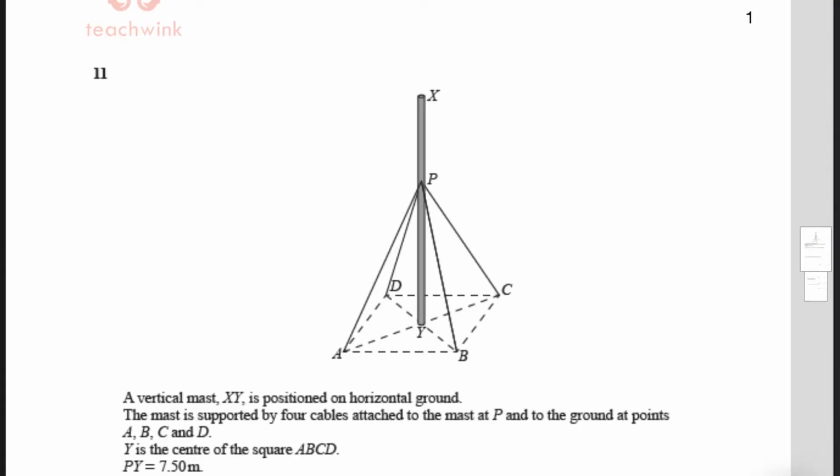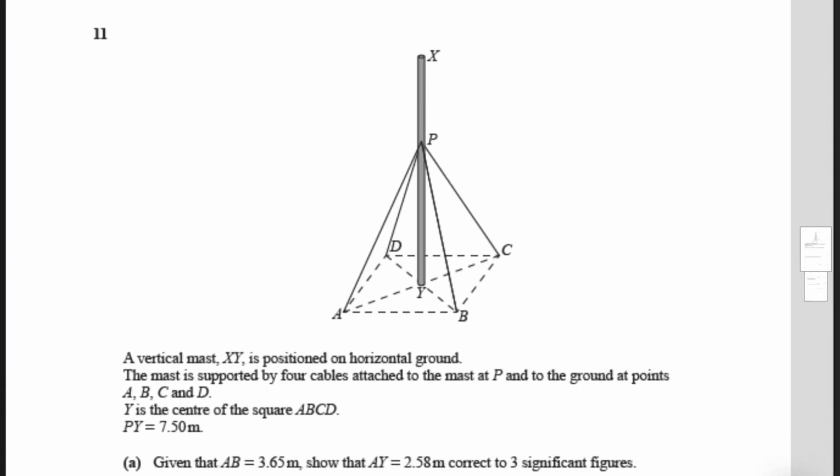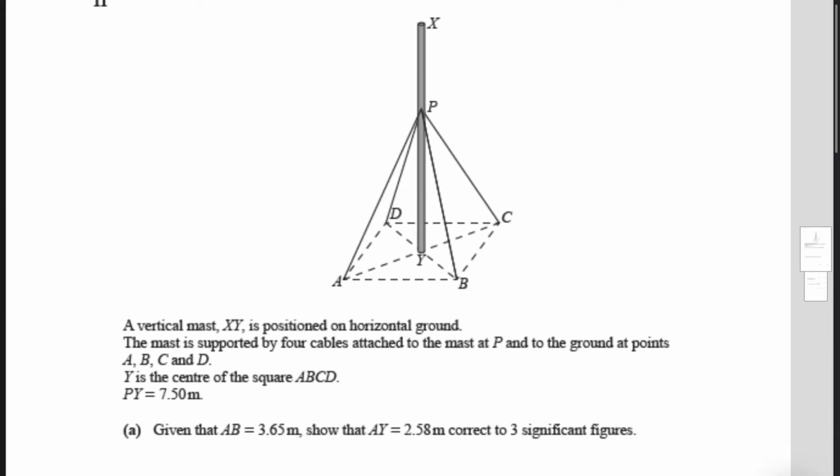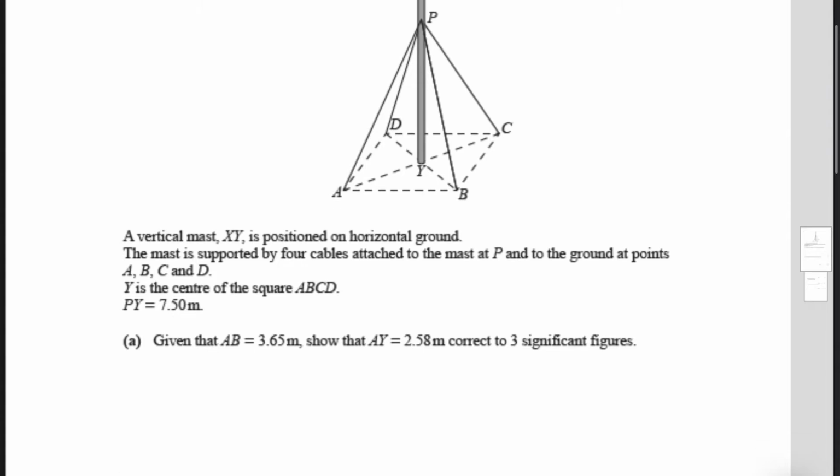So let's start. The question reads, a vertical mast XY is positioned on horizontal ground. The mast is supported by 4 cables attached to the mast at P and to the ground at points A, B, C and D. Y is the center of the square ABCD. PY is 7.5 meters. Part A says, given that AB is 3.65 meters, show that AY is 2.58 meters, correct to 3 significant figures.